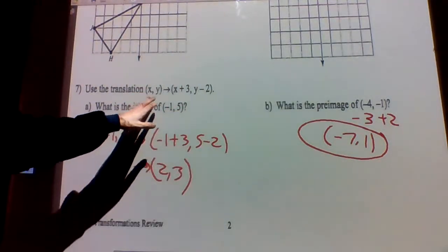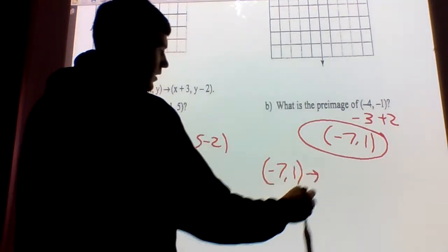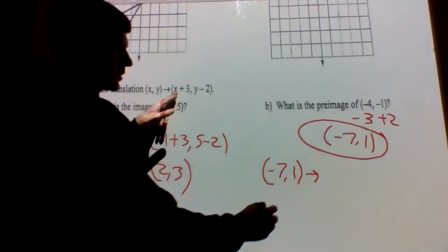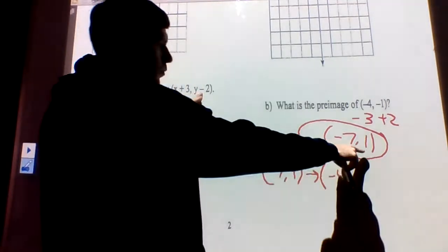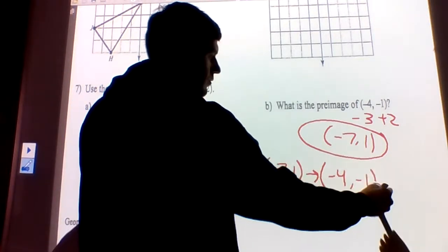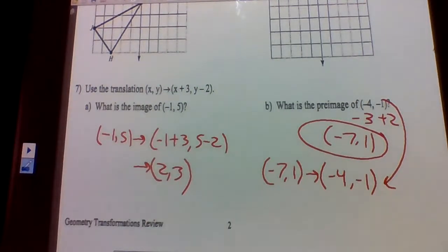We can plug it in to check it though. So (-7, 1). Negative 7 plus 3 is going to give us negative 4. 1 minus 2 is going to give us negative 1. So we're good, (-7, 1). You just got to work backwards. Think about it and work backwards. Do the opposite: subtract 3 and add 2.